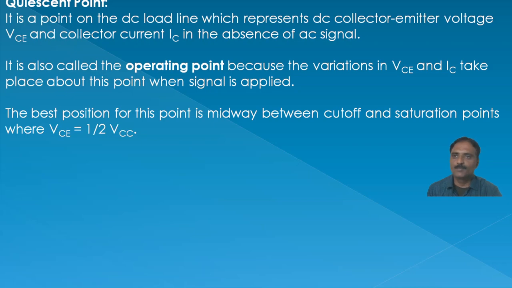Let me again brief you on the quiescent point. It is actually a point on the DC load line which represents the collector emitter voltage VCE and the collector current IC in the absence of AC signal. It is also known as operating point because the variations in VCE and IC take place about this point when the signal is applied. Generally, the best point is considered midway between the cutoff and saturation points. That is, VCE is considered as half of VCC. So this will be the better position of the Q point. Generally, that is what is considered.